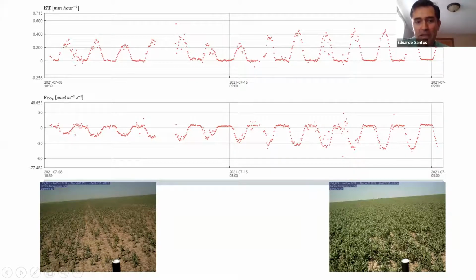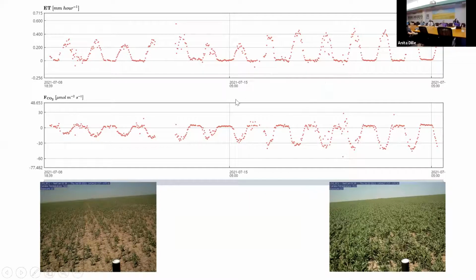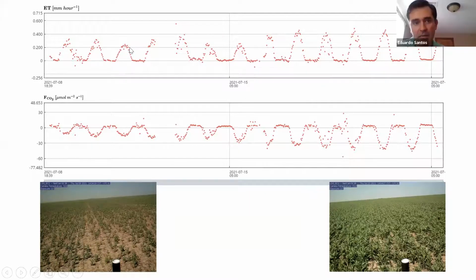So just to help here, a negative flux means that it's going towards the surface, and a positive flux is going away from the surface. So you see, ET has positive values, right? So it means that you have more water leaving the surface than going to the surface. So you see here this up and down. So this is daytime, nighttime, daytime, nighttime.